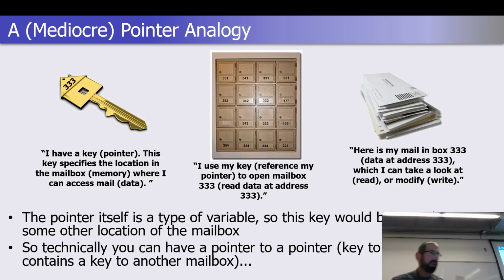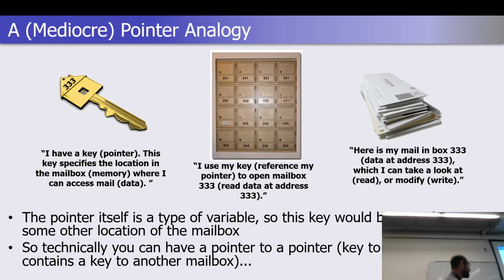Where this starts to get a little bit icky, and this also happens in our real programs as well, is okay, the pointer is a key, but the pointer is also a type of variable. It's a special type of variable for storing addresses. So this key itself would also be stored in some location in the mailbox. So technically you can have a pointer to a pointer, or a key to a mailbox that holds a key to another mailbox. And for all sorts of reasons that will eventually become apparent, we actually tend to do that all of the time. We typically don't go more than pointer to pointer to pointer, although you will find some examples where that is the case.